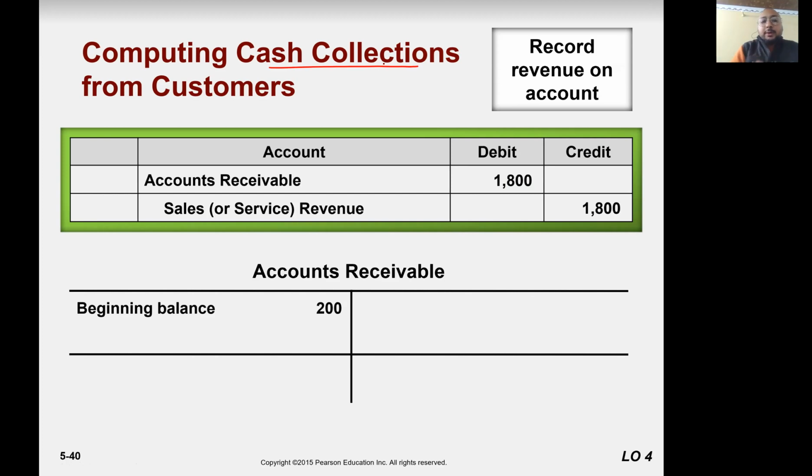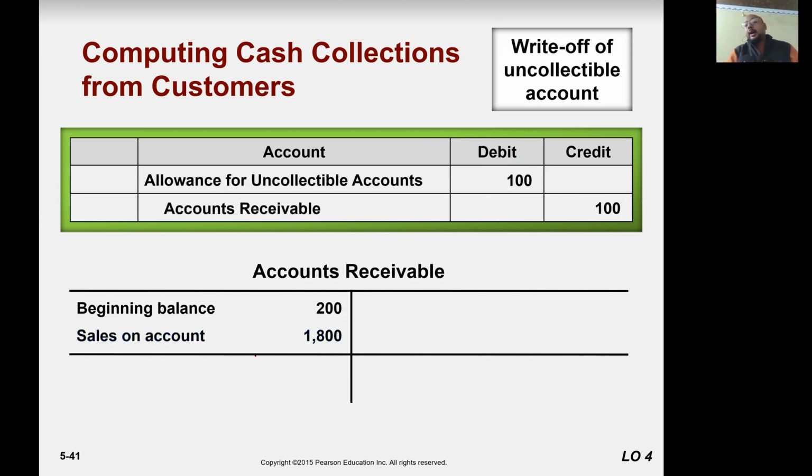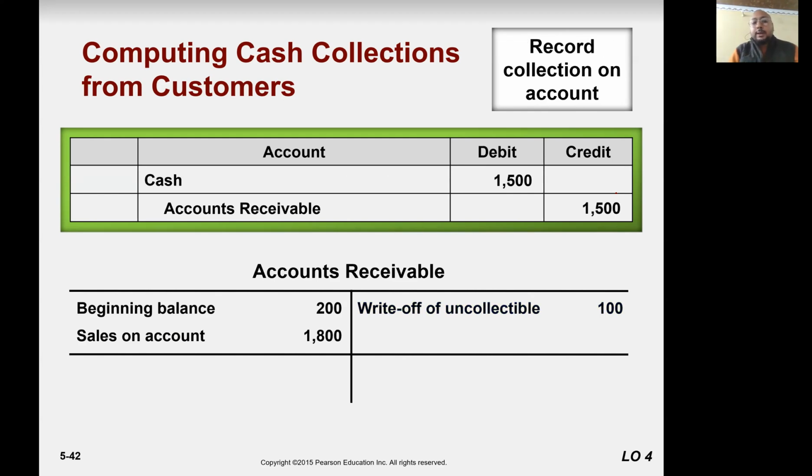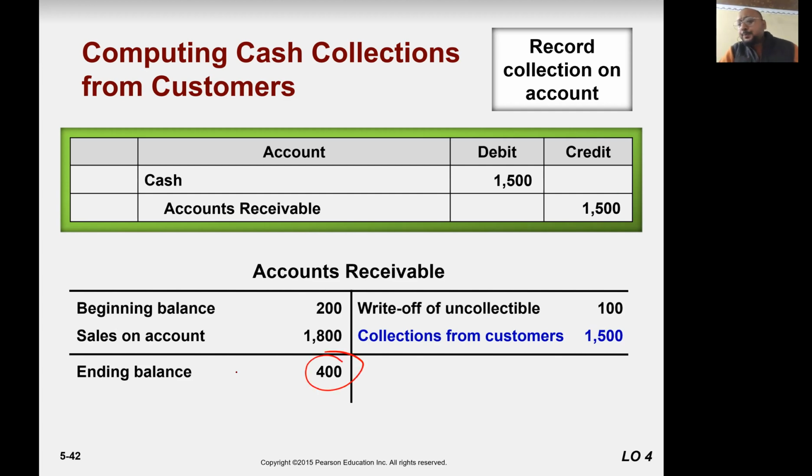Okay, so now can we compute the cash collection from customers? Yes, we can. For example, we have the entry account receivable to sales, 1800. So it would be 1800, right? And we have uncollectible 100. So can we find out? Okay, so cash received 1500 here, and your balance is 400. So even if we are not given this amount, we are given these 3 and 4. So can you find out the fifth one?